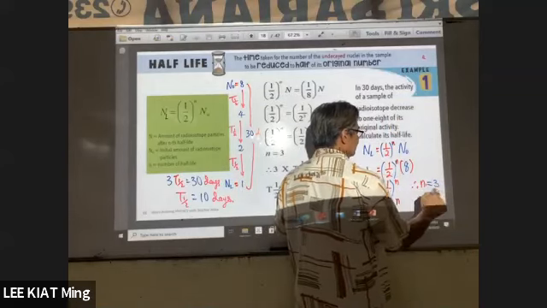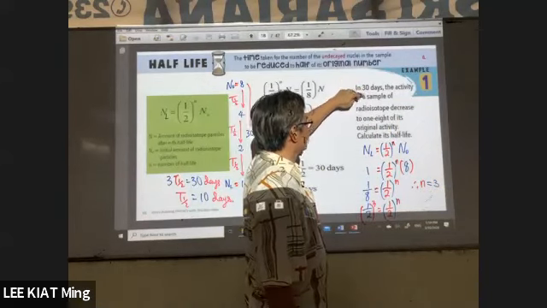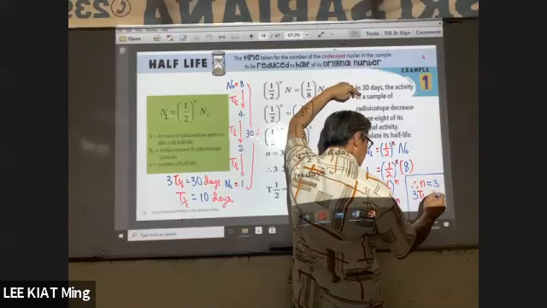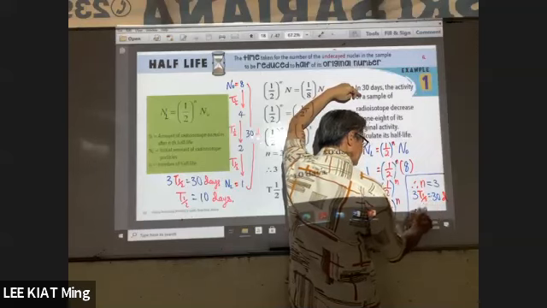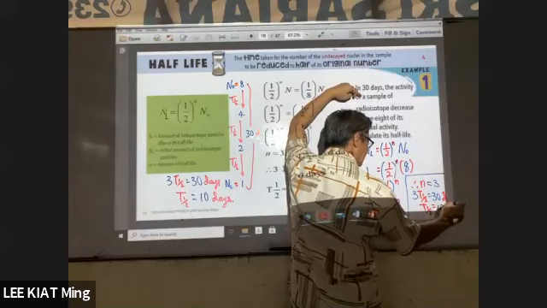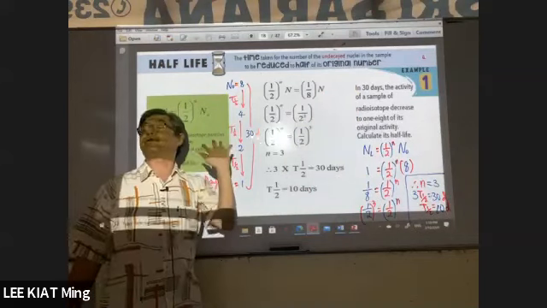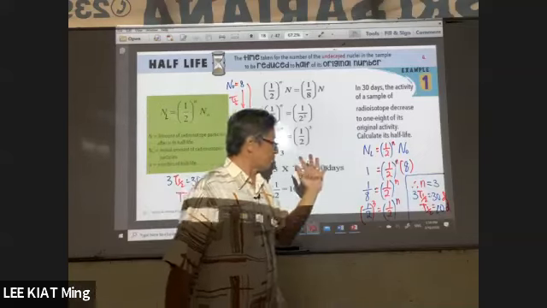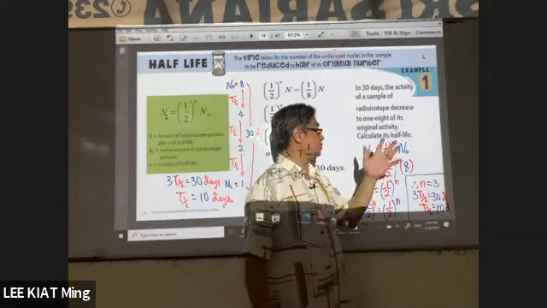But this 3 times is actually the total 30 days. So after you get the 3, we know that 3 half-lives are equivalent to 30 days. So 1 half-life will be equivalent to, you get back your answer, 10 days. There are many ways you can do this. Most of the questions they ask in objective, so it's pretty safe. You can do it this way, or if you don't want, you can do it the other way.